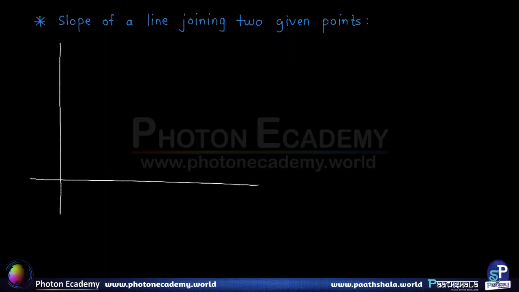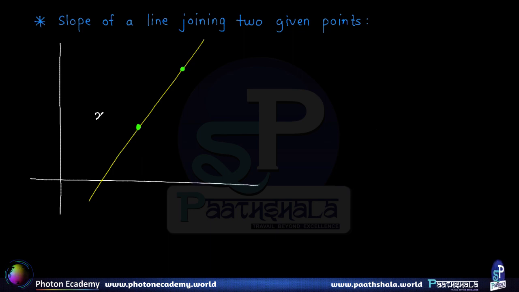So let's consider some line and let us consider 2 points on it. So let's consider their coordinates to be say x1 y1 and x2 y2. Of course the line still makes some inclination theta with the x-axis.